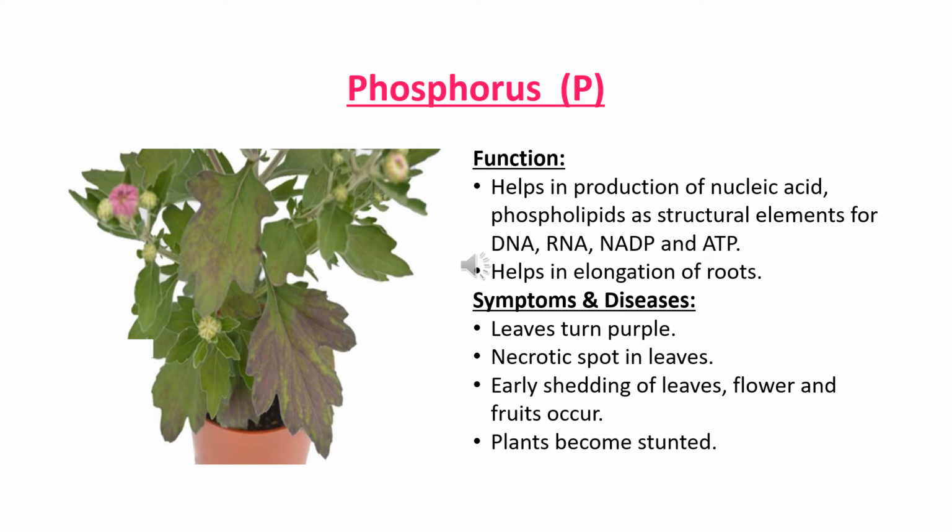Macronutrient, that is phosphorus. And what are the functions of phosphorus? It helps in the production of nucleic acids and phospholipids as structural elements for DNA, RNA, NADP and ATP. Okay, all these molecules contain phosphorus. For this reason, phosphorus is very important. Not only that, it helps in elongation of roots.